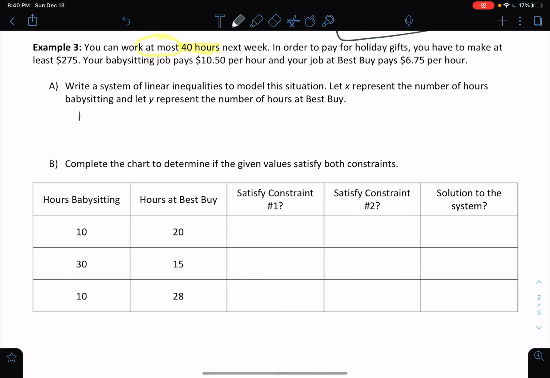I'm going to write an equation that just deals with hours. I can work X amount of hours babysitting and Y amount of hours at Best Buy. If I add the hours babysitting and the hours at Best Buy together, that's going to have a restriction of at most 40 hours. So X plus Y, some inequality symbol, and then 40.